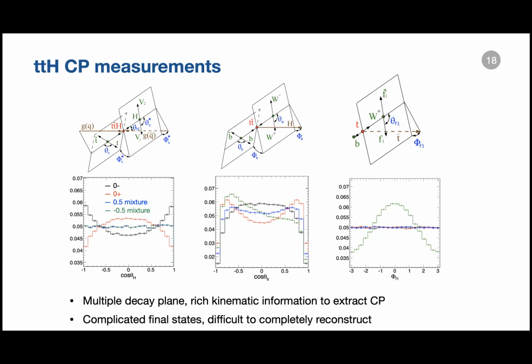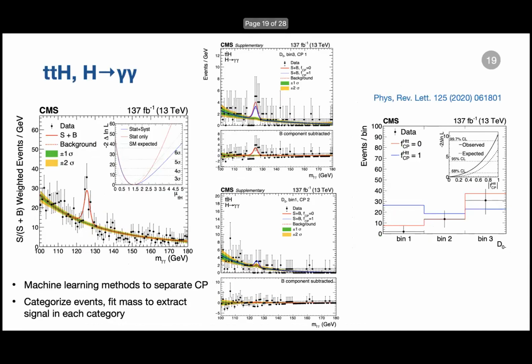But one should also remember that this is a very complicated final state. It has a lot of final state particles, which are very difficult to reconstruct all at once. So in most cases, you cannot get the full information of the full decay chain. And that makes the matrix element analysis very difficult, because for matrix element analysis, you need to know the full information of the final products. So when people really do the analysis, they start to use machine learning techniques to separate different CP information.